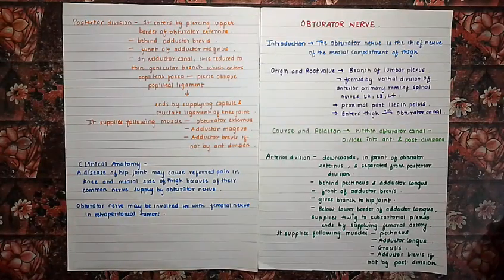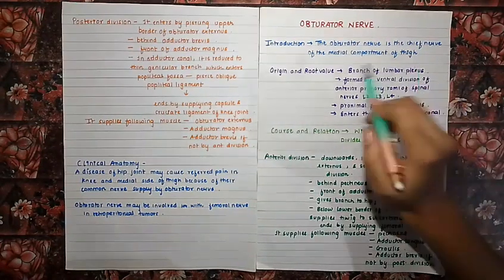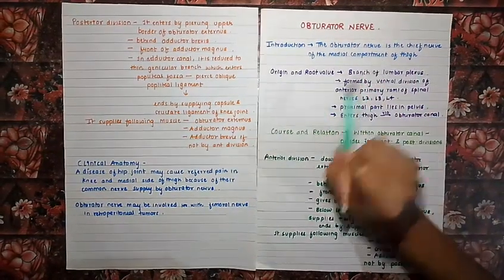Our today's topic is obturator nerve. We will be learning this topic in 4 subheadings, that is introduction, its origin and root value, course and relation, and the clinical anatomy. So let's start with the introduction. Obturator nerve, it is the chief nerve of the medial compartment of the thigh.